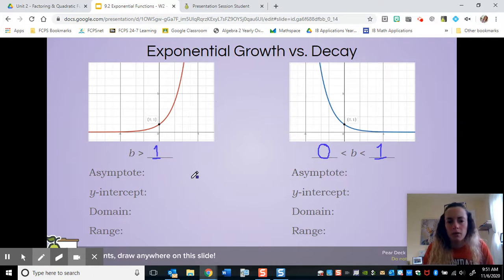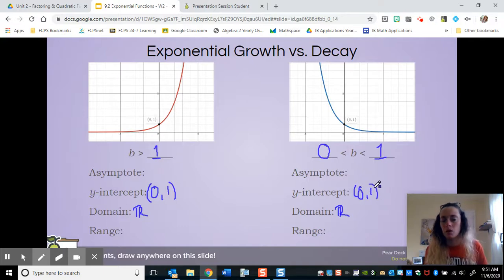Both graphs have a domain of all real numbers, and both parent graphs also have a y-intercept, as you can see here, of 0, 1. So I'm specifying that both parent graphs, meaning these haven't been transformed at all, have a y-intercept at 0, 1, because depending on different transformations that you'll have, that could change your y-intercept.